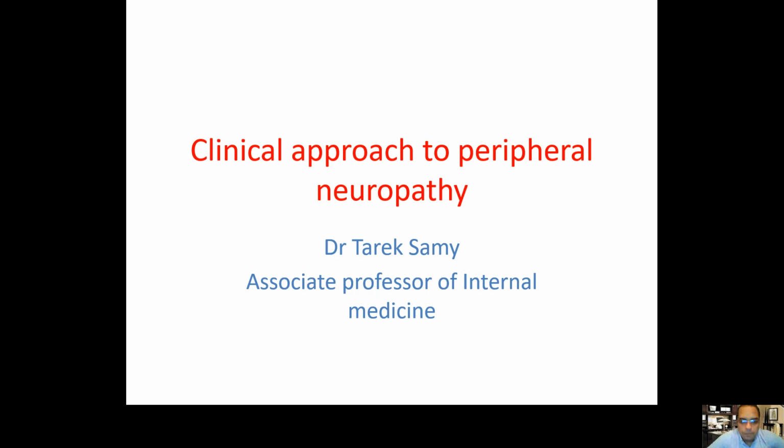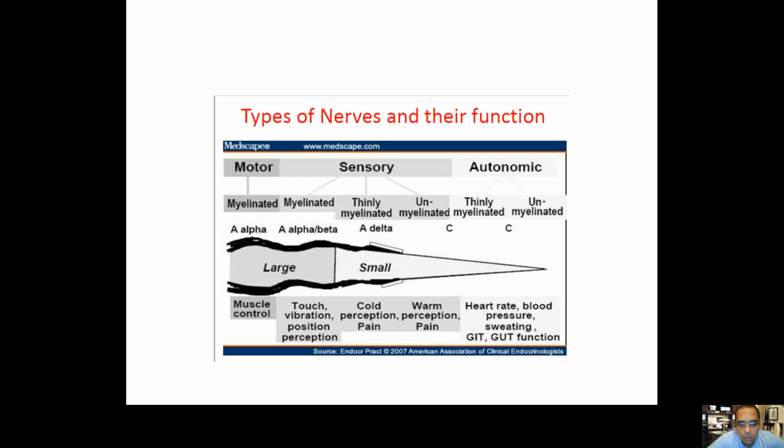Okay, so to start thinking about what's happening in peripheral neuropathy, first of all we have to refresh our minds with this simple diagram of the types of nerve fibers within our body. We have motor fibers, sensory fibers, and autonomic fibers. I want you to remember that motor fibers are always myelinated fibers. These are A alpha fibers, which have the fastest transmission of neurological impulses.